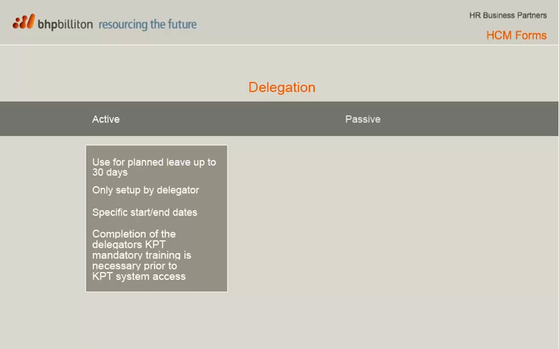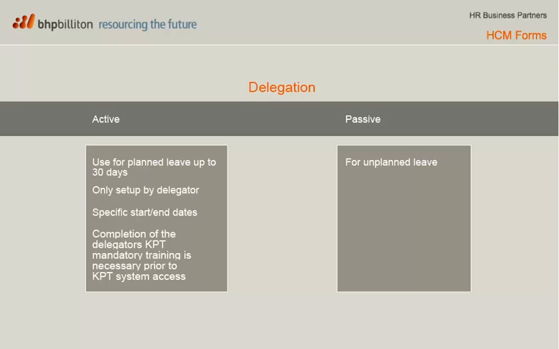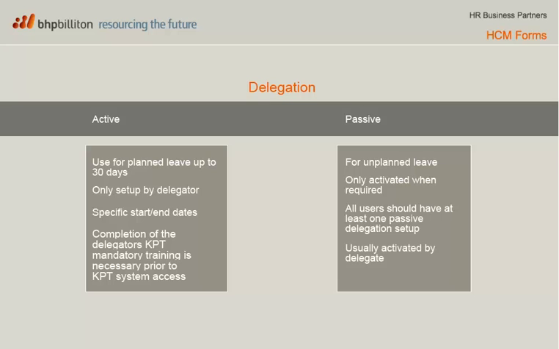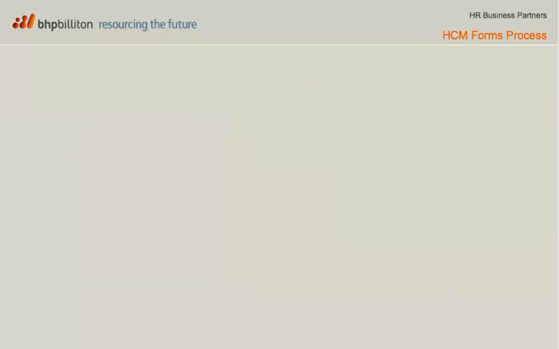The second type of delegation is passive. This is used for unplanned leave. For example, sick or emergency leave. Unlike active delegation, it is only activated when required and then deactivated when the delegator returns to work. All users should have at least one set up. A passive delegation can be activated by delegate, delegator or either one-up manager. For more information on delegations, refer to the My Work Center Learning.